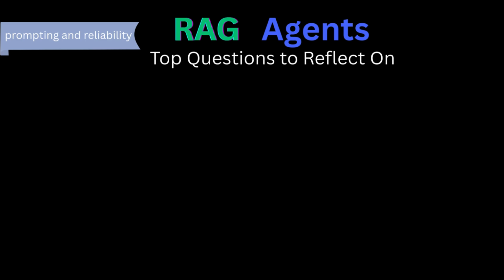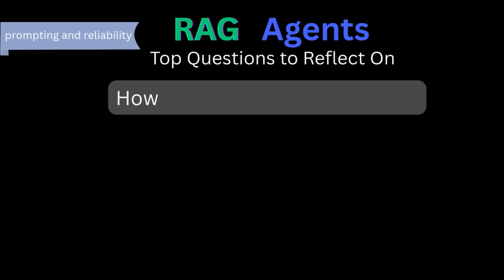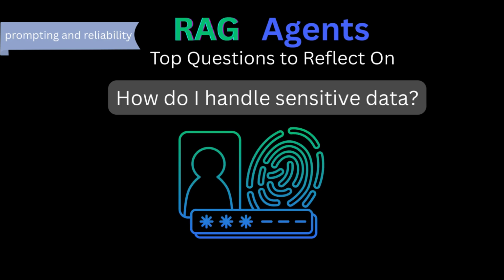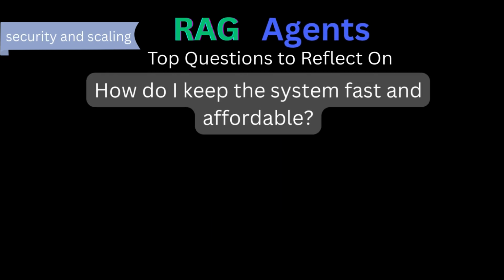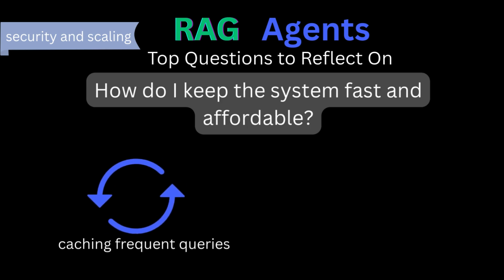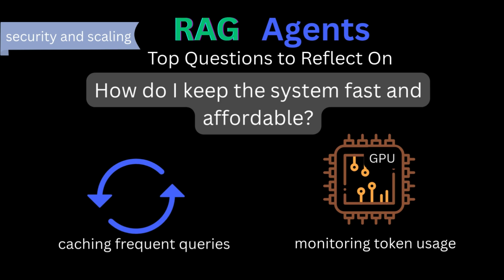On the security side, I ask, how do I handle sensitive data? If I'm embedding internal HR documents, those embeddings might contain confidential information. Am I storing them securely? Do I need role-based access controls so employees only see what they're authorized to see? And for scaling, how do I keep the system fast and affordable? That means caching frequent queries, monitoring token usage, and building efficient pipelines so latency doesn't frustrate users.